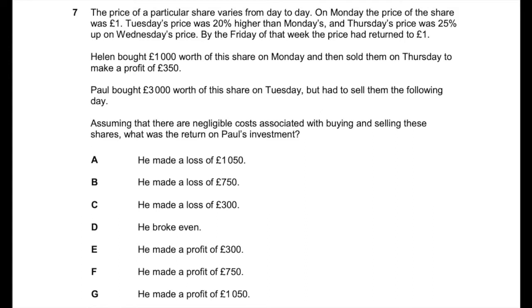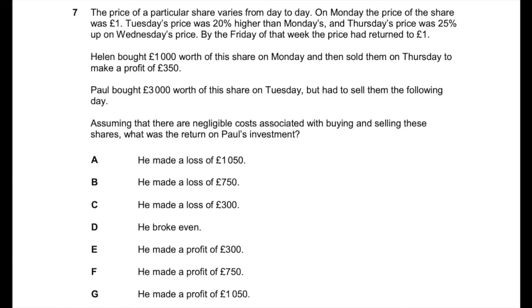Question 7. The price of a particular share varies from day to day. On Monday the price of the share was £1, Tuesday's price was 20% higher than Monday's, and Thursday's price was 25% up on Wednesday's price. By the Friday of that week the price had returned to £1. Helen bought £1,000 worth of this share on Monday and then sold them on Thursday to make a profit of £350. Paul bought £3,000 worth of this share on Tuesday but had to sell them the following day. Assuming that there are negligible costs associated with buying and selling these shares, what was the return on Paul's investment?